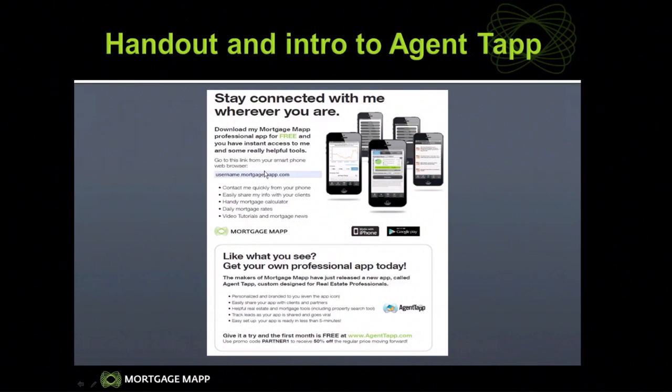They want their own app, and we added down here, hey, if you like what you see and you want to get your own app, here's exactly how to get your own app. Go to agenttapp.com. And here's where the value proposition comes in for you to your partners. You can show them how they can buy Agent Tapp. They can use this promo code Partner1, and they can get 50% off the regular price moving forward, and that's forever. If they put that code in when they buy the app, it's 50% off forever for you giving it to your real estate agents.